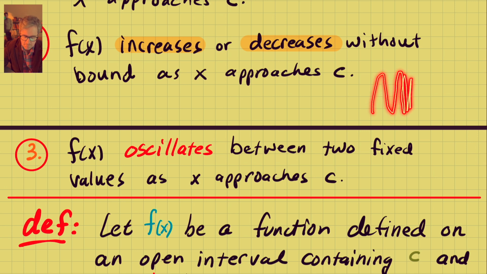But it's not that it just goes back and forth. What actually ends up happening is that it goes back and forth faster and faster until, as you get very, very close to the limit point, the function is oscillating infinitely fast. It's going back and forth infinitely fast. And so you can't actually pin down whether it's at the top or the bottom or somewhere in between. So the function oscillates between two fixed values as x approaches c. Now we'll take a look at an example in a later lecture. We're not going to do it now, but this is the third case.